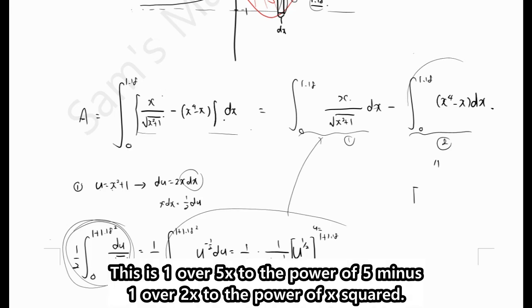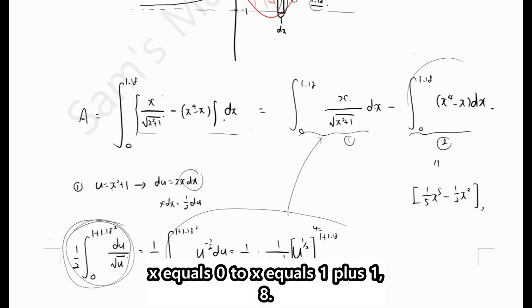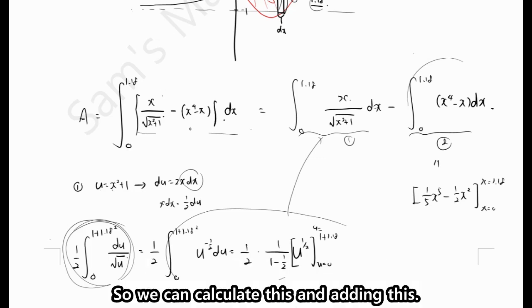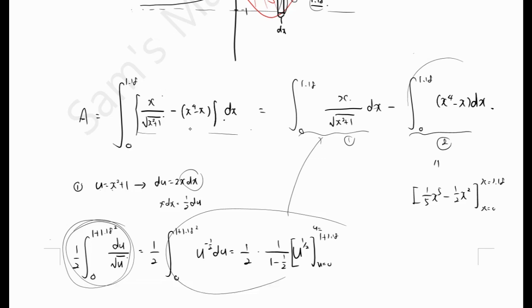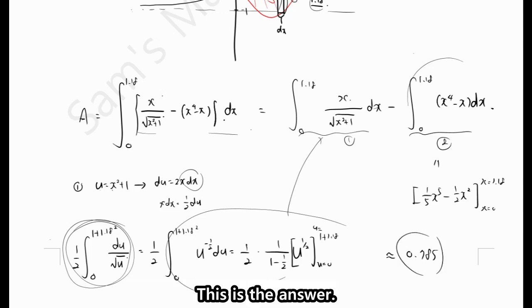So we can calculate this, and also we can calculate the second one. This is 1 over 5 x to the power of 5 minus 1 over 2 x squared, from x equals 0 to x equals 1.18. So we can calculate this and add them, and the answer is approximately 0.785. This is the answer.